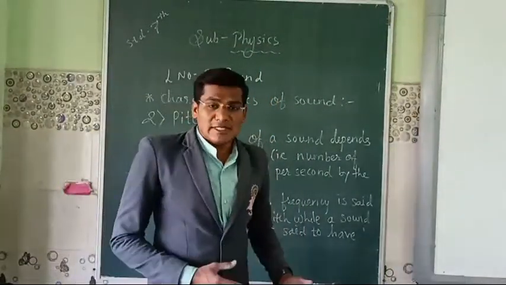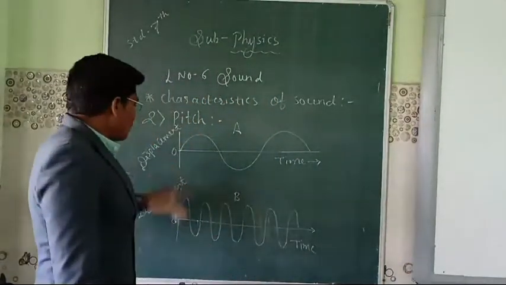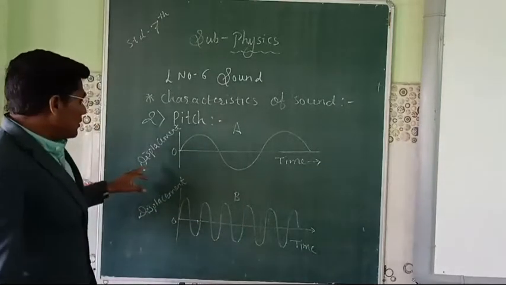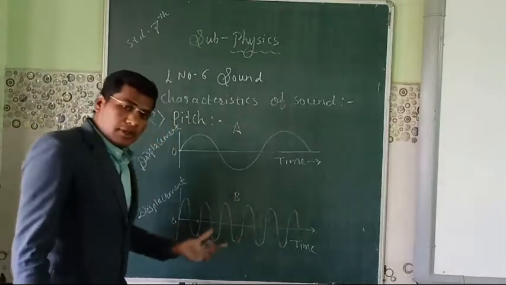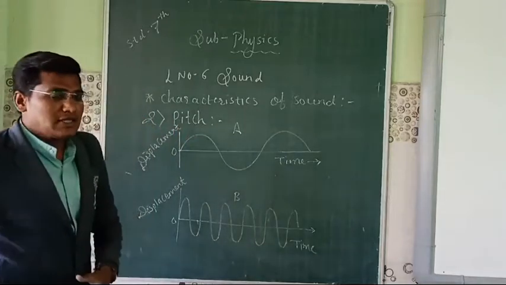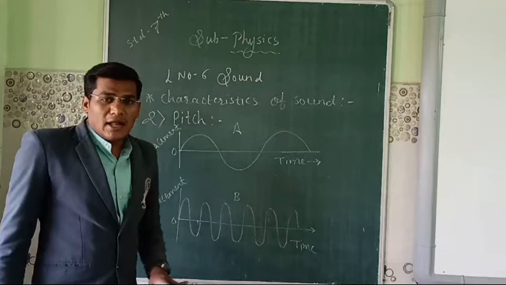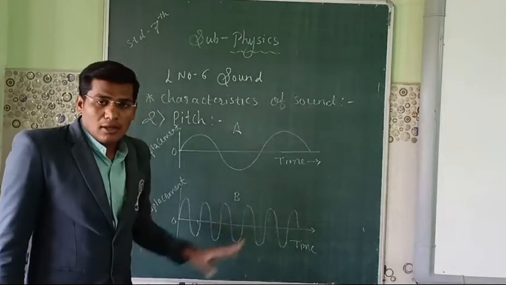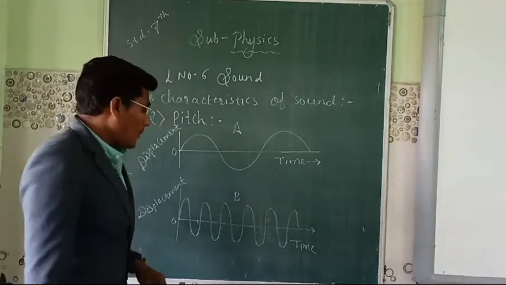So we will discuss by using figures. Now you can see two figures, figure A and figure B. In figure A, the graph is a displacement time graph. Figure B is also a displacement time graph. The only difference is what? In figure A, there are 1.5 waves, and in figure B, there are more waves than are present in A.